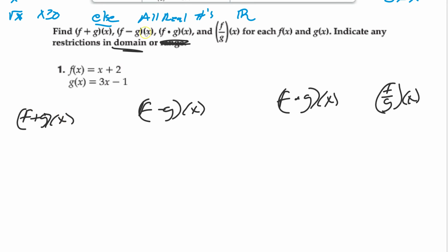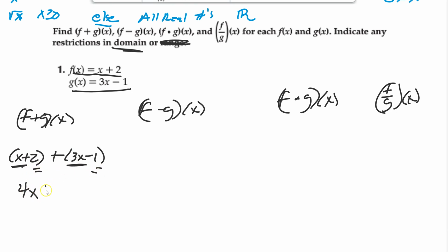So f plus g of x. So f is x plus 2. g is 3x minus 1. So remember, this just means add them. So we're going to add x plus 2 plus 3x minus 1. All we do is add like terms. The parentheses don't mean anything because there's no numbers outside. So I get 4x, and then 2 minus 1 is 1. That's my answer. That's what f plus g of x equals.